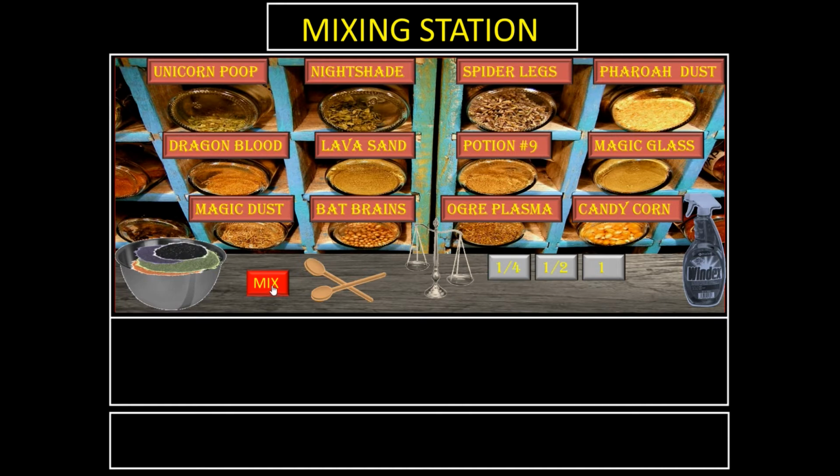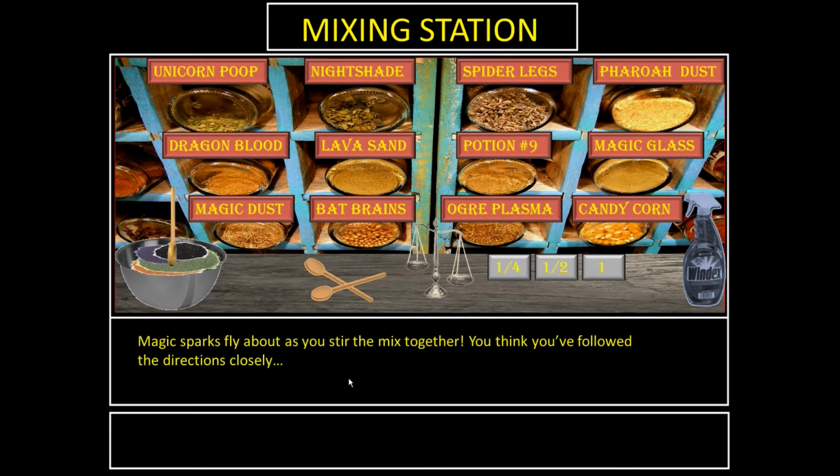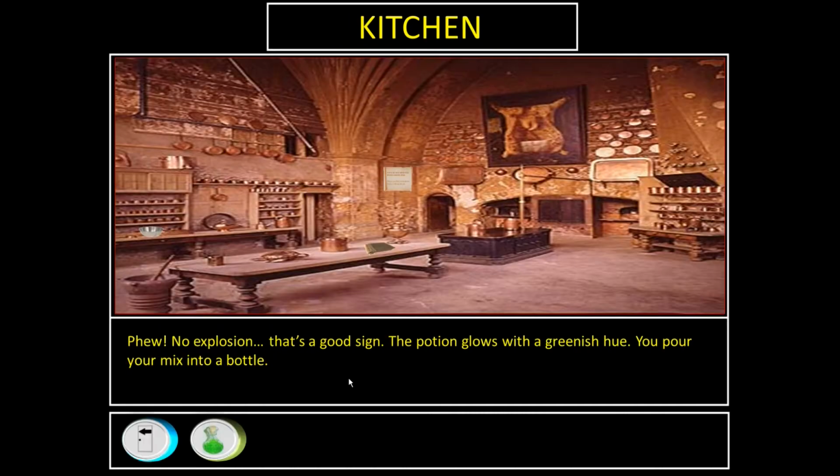Mix it up. I should have showed you what happened if you mixed incorrectly. I'll go back. Magic sparks fly about as you stir the mix together. You think you've followed the directions closely. Whew, no explosion. That's a good sign. The potion glows with a greenish hue. You pour your mix into a bottle. Nice. Now we have magic mist remover.